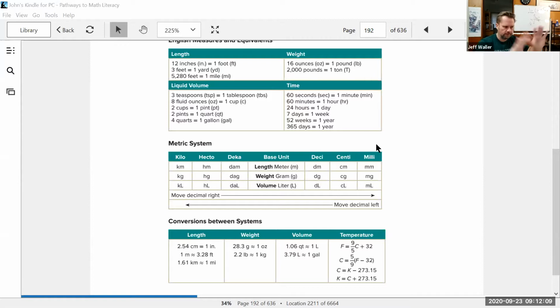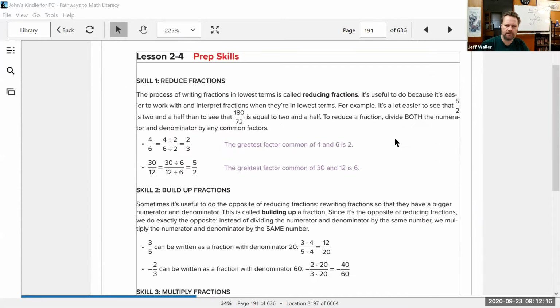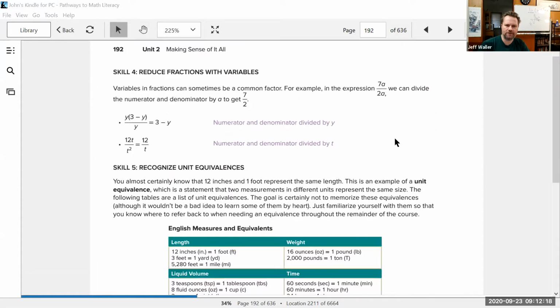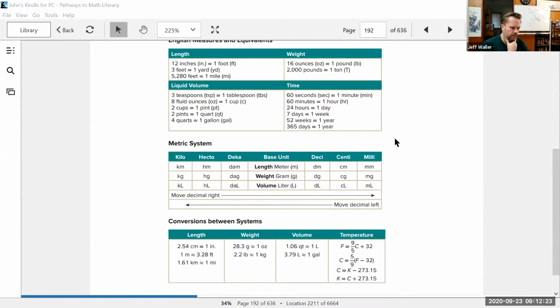I hate this. This is page, where'd it go? 190. Oh, crap. 192. Yes, 192 in the book. But I'm going to write some of this up on the board so we have it to reference. And we're going to do some example problems.